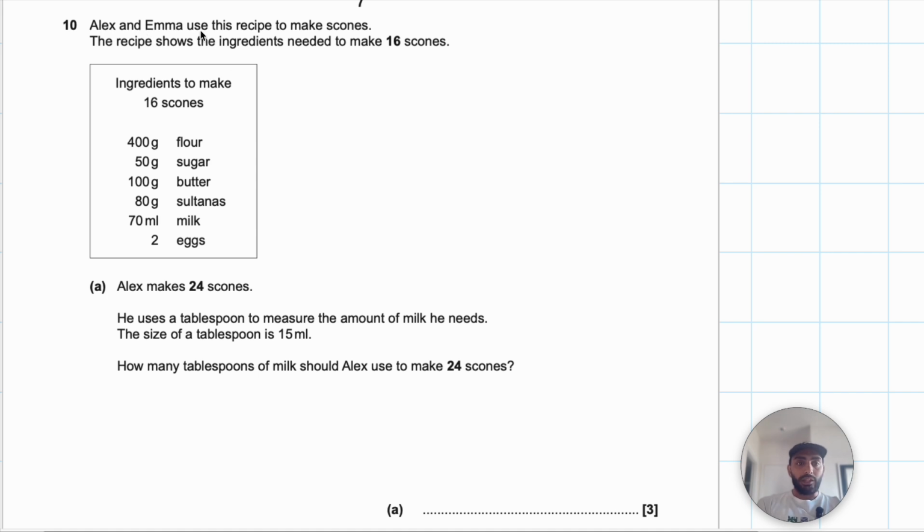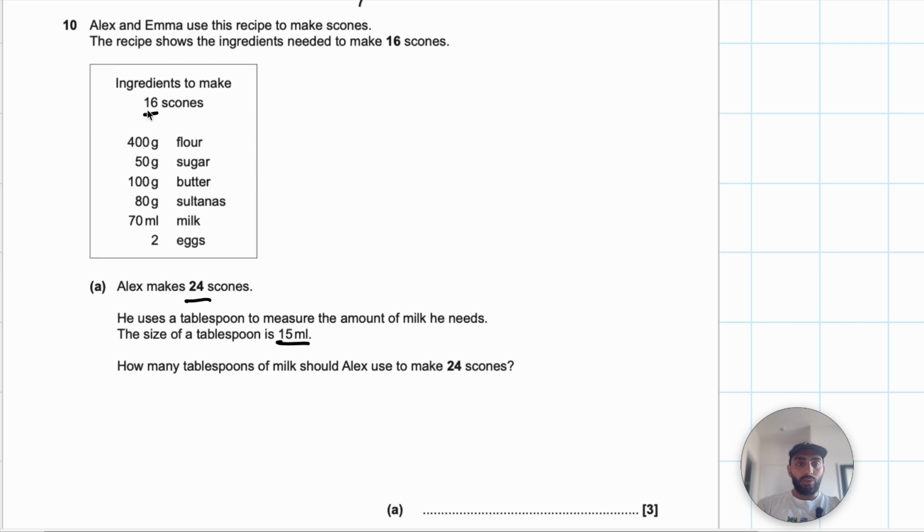Question 10. Alex and Emma use this recipe to make scones. The recipe shows the ingredients needed to make 16 scones. Alex makes 24 scones. He uses a tablespoon to measure the amount of milk he needs. The size of a tablespoon is 15 milliliters. How many tablespoons of milk should Alex use to make 24 scones?